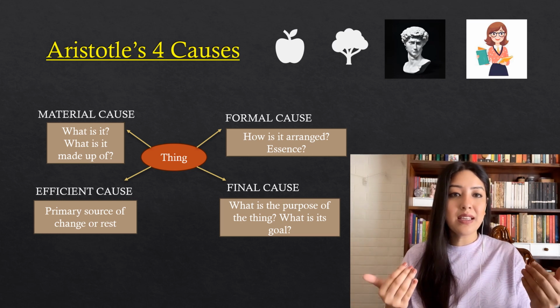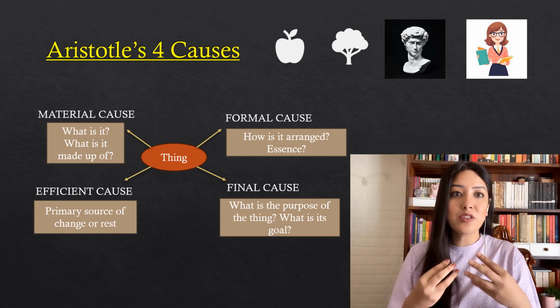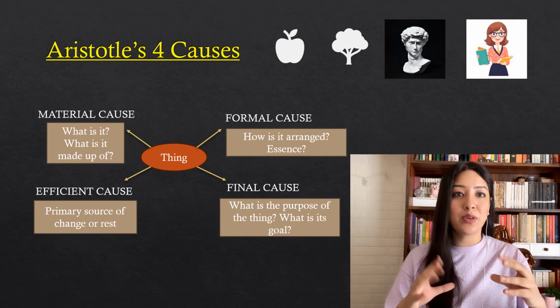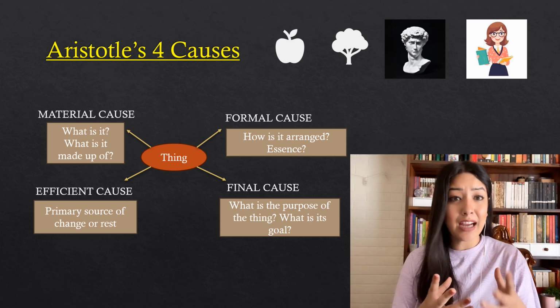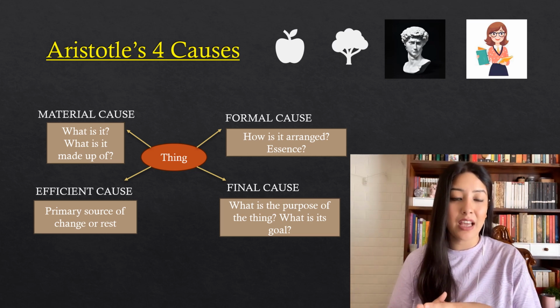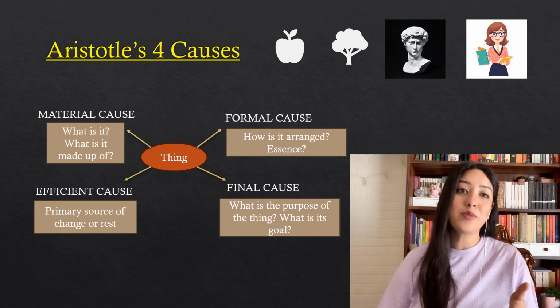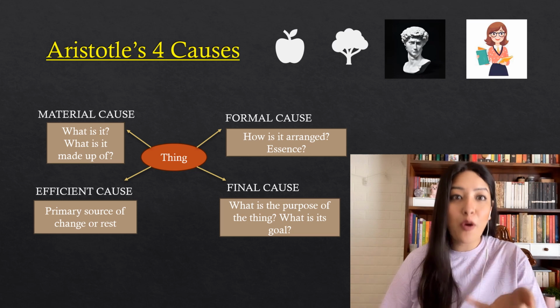But you can see that the efficient cause and the final cause do not really answer what a thing is. The formal cause, the form of a student, the idea of a student actually tells you what a student is. So of these four causes, the most important, according to Aristotle, is the formal cause, the essence of the thing, the form of the thing.